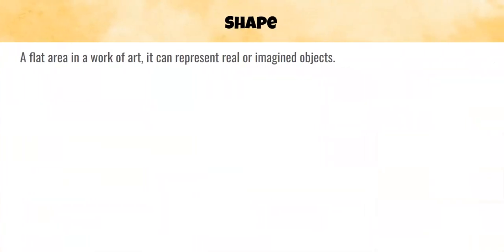Okay, so we are looking at our last notes for Project 6. This is going to be on shape and emphasis. So for the first part, we don't actually have to cut anything out. We're just going to write down some words. So a shape is a flat area in a work of art. It can be based on real or imagined objects.